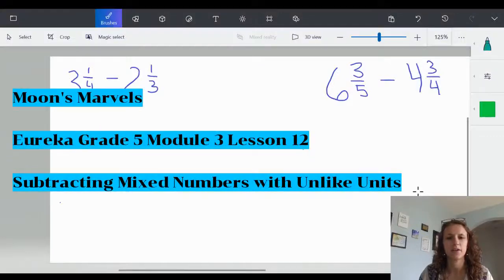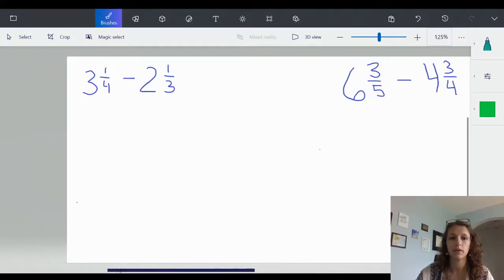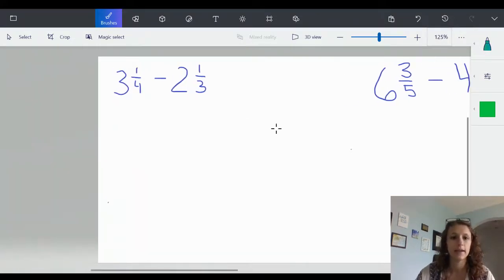Hello everyone, we're here to go over some content from Eureka, Grade 5, Module 3, Lesson 12, specifically about subtraction with mixed numbers with unlike units. So let's look at two problems. The first one we're going to look at is 3 1/4 take away 2 1/3.